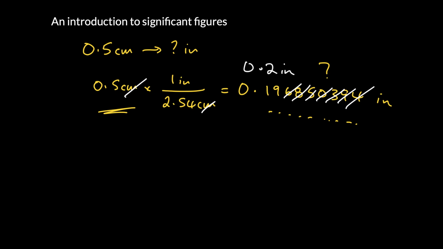to go. So the SIGFIG rules save you from lying. They save you from writing more digits than you're supposed to, and sometimes they prompt you to write a few more digits than your calculator may sometimes round off to. And so it just really keeps us honest.